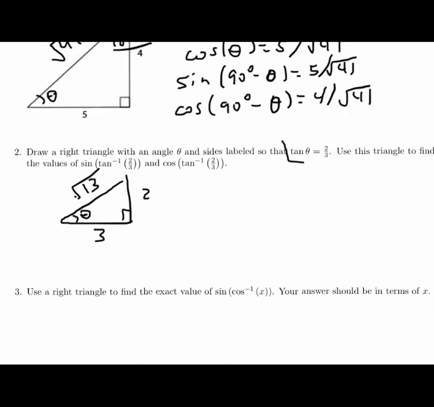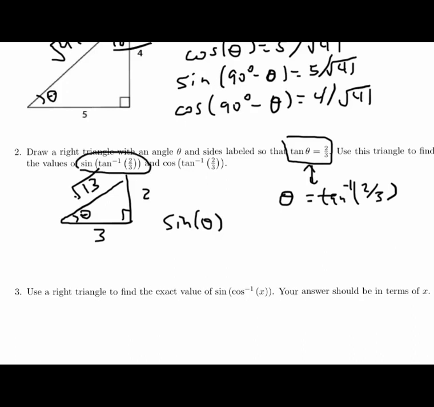But the fact that tangent of theta is 2/3 is exactly the same thing as saying that theta is the inverse tangent of 2/3. So this angle that's labeled theta, we know that angle is the inverse tangent of 2/3. So when we answer questions about the sine of theta, we are actually answering the question, what is the sine of the inverse tangent of 2/3? And when we answer the question, what is cosine of theta, we're actually finding the answer to the cosine of the inverse tangent of 2/3.